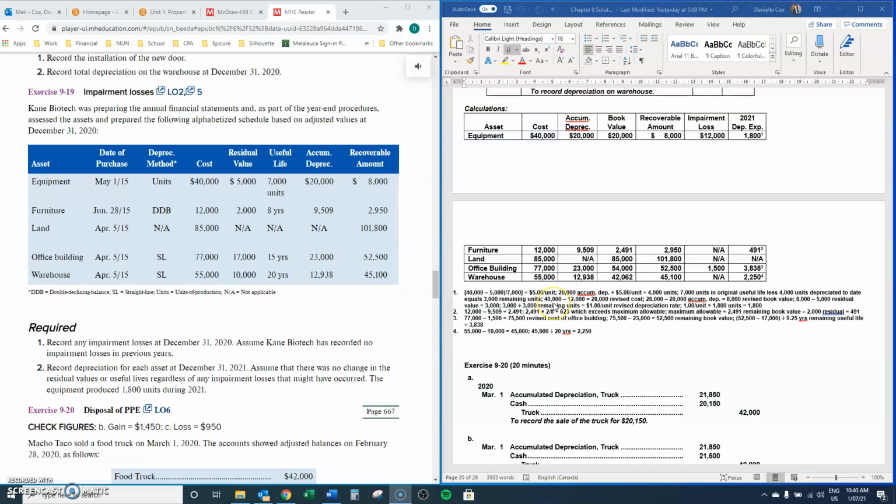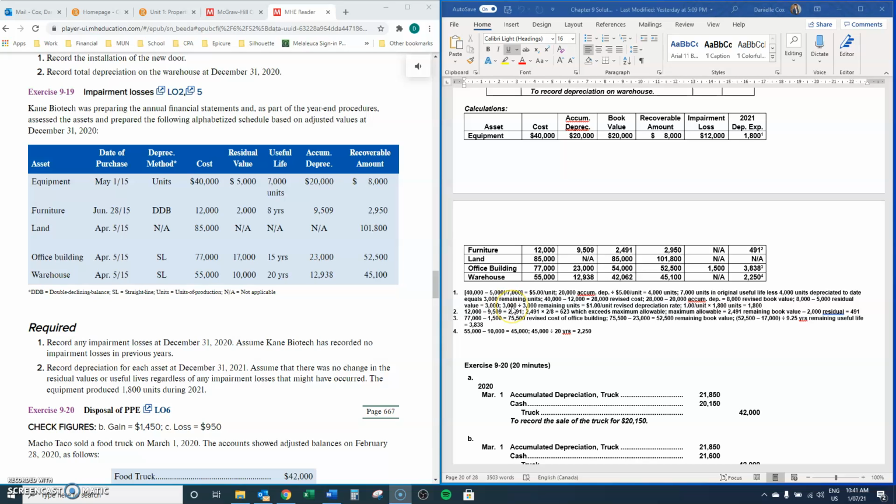Now, the original cost was 40,000. There was an impairment loss of 12,000, so the 28,000 is the new revised cost. 28,000 less the 20,000 that's already depreciated gives us a new book value of 8,000. The book value less the 5,000 residual value means that there is $3,000 remaining that we can depreciate.